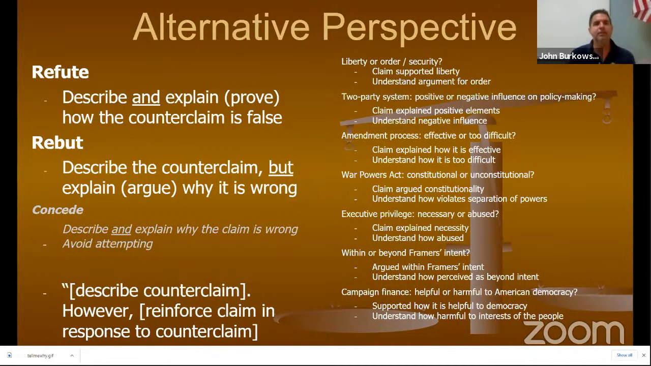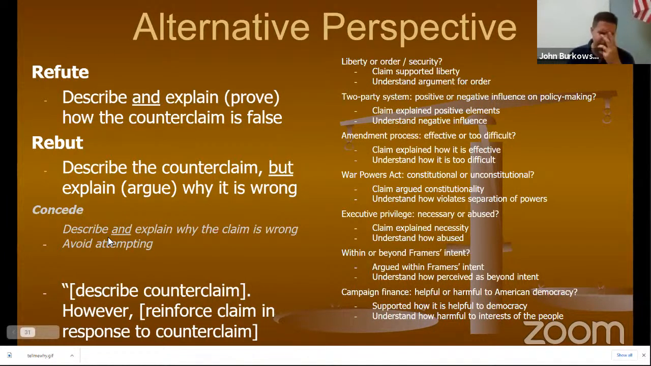Now rebut, and this is probably what you're going to be doing more often. When you get this chance, you describe the counterclaim, and then explain and argue why it's wrong. This is where you're really arguing. You can look at it like this: the Federalists had a very great point, they argued very well. But you know what? The Anti-Federalists had some good arguments on their behalf. I get their position. That's really rebutting. You're saying, I get what you mean, I understand that perspective, and it's logical, it's reasonable. But let's understand why my claim is better, why the Federalists had a better argument. That's good old argument, right? So refuting is like, no, you're totally false. Rebutting is like, I get you, but.